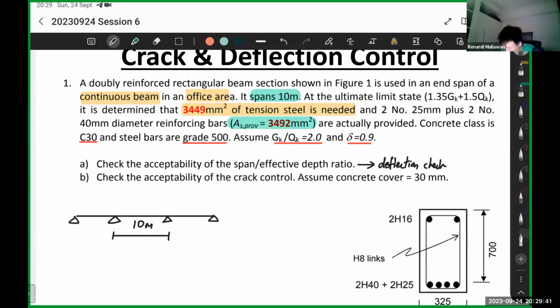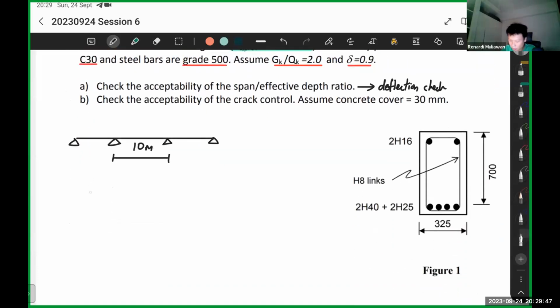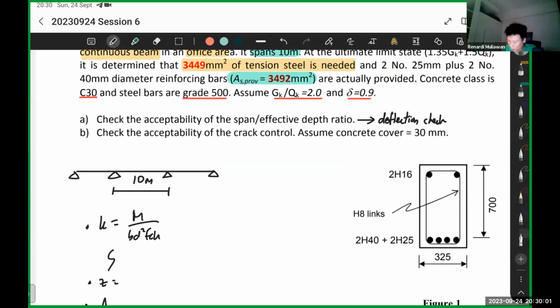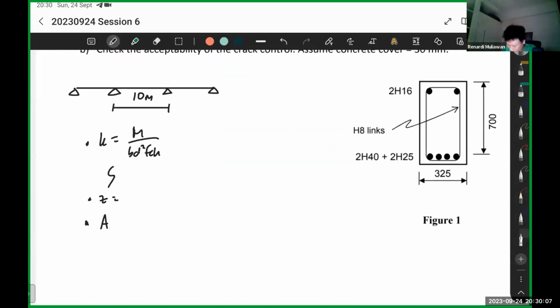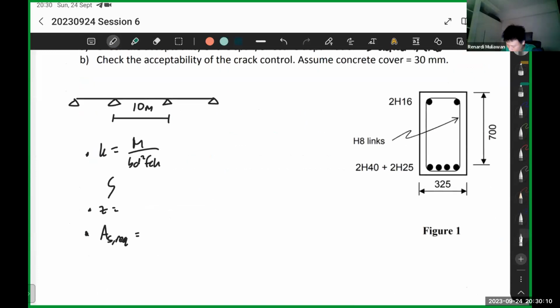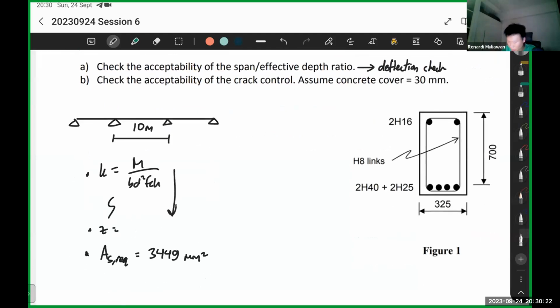The next part basically says, let's say I design for this beam. Of course you'll do K equals M divided by b d squared fck, and then some further steps, then you find the z, and lastly you find the As. So this 3449 is actually this As. So As required is 3449 millimeters squared. This is just to give you context. The 3449 here is basically the As you get from your beam design.